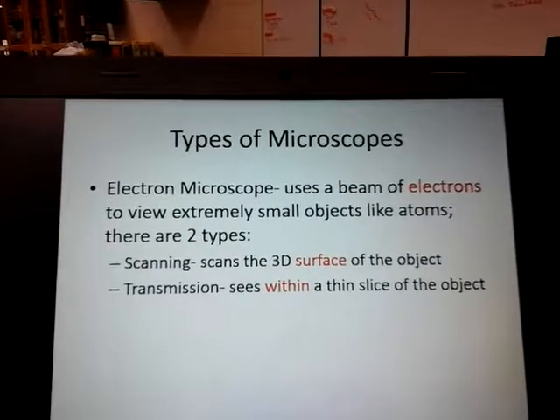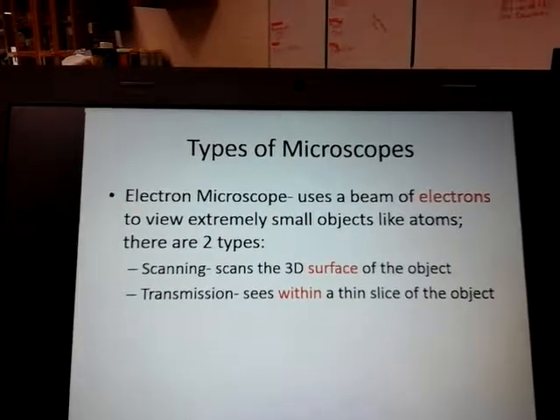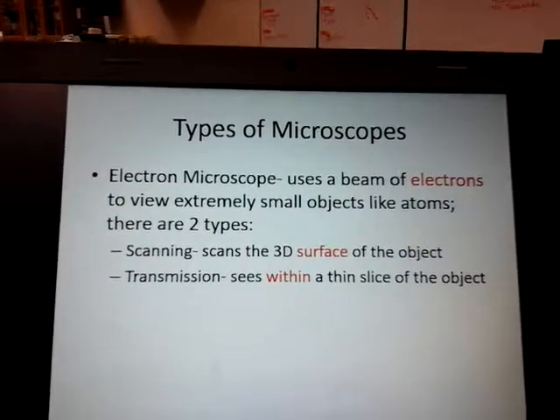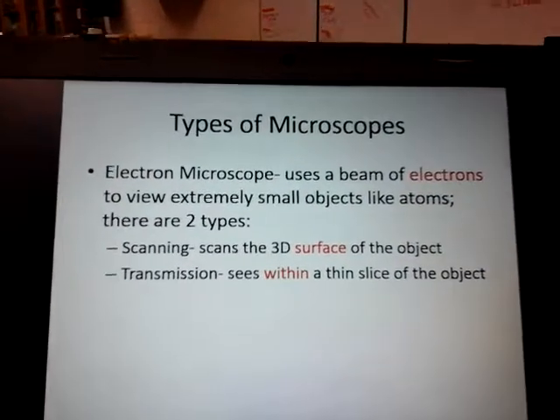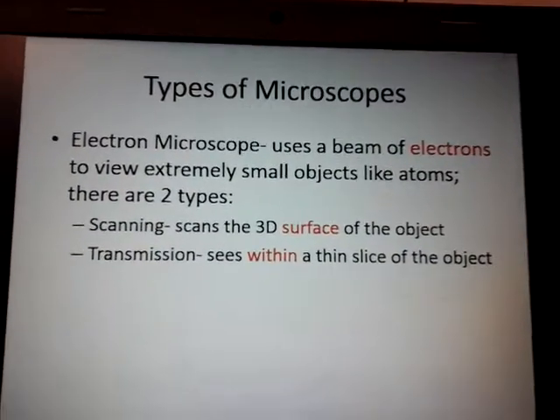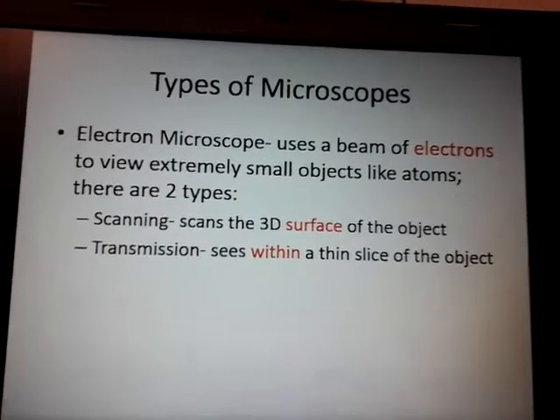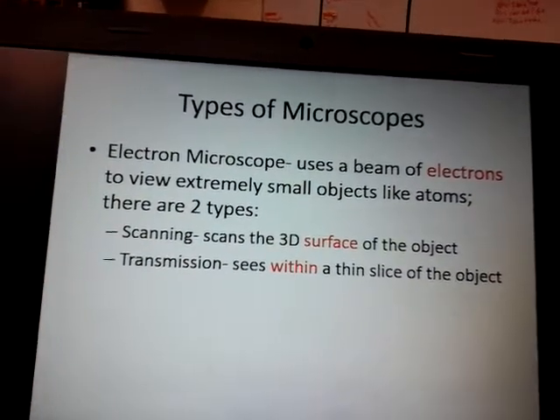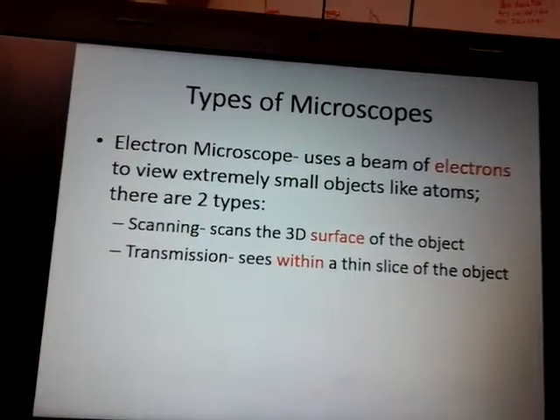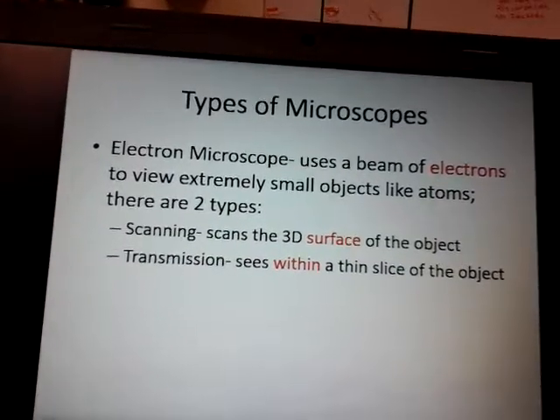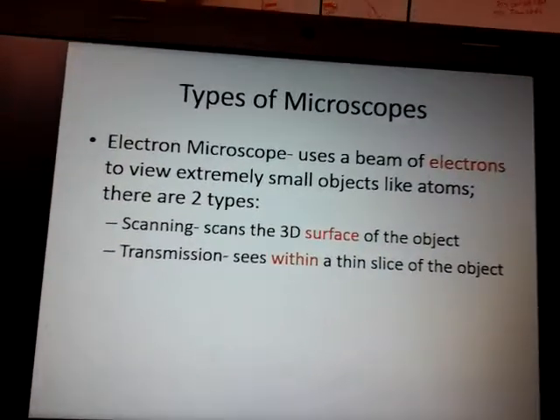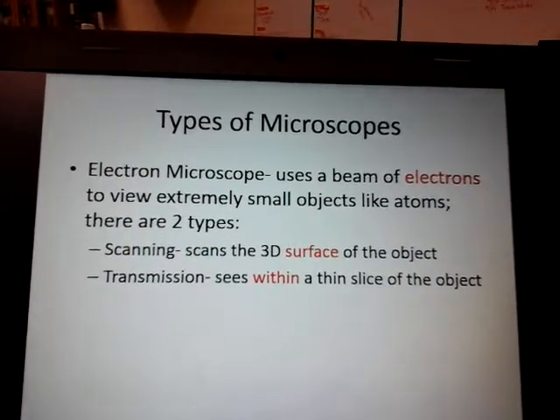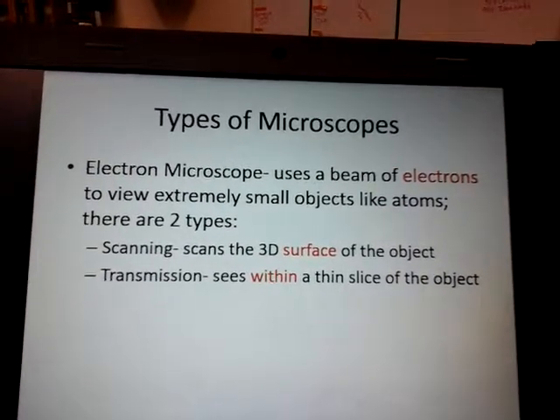Now on your page you'll see SEM and you'll see TEM. SEM stands for scanning electron microscope, and TEM stands for transmission electron microscope. A scanning electron microscope acts just like a sonar or a radar. It basically shoots electrons and allows the electrons to bounce back. So the electrons don't go through the sample, they just bounce off. And so that allows us to see a picture of the surface. So you can think of scanning and surface being together.